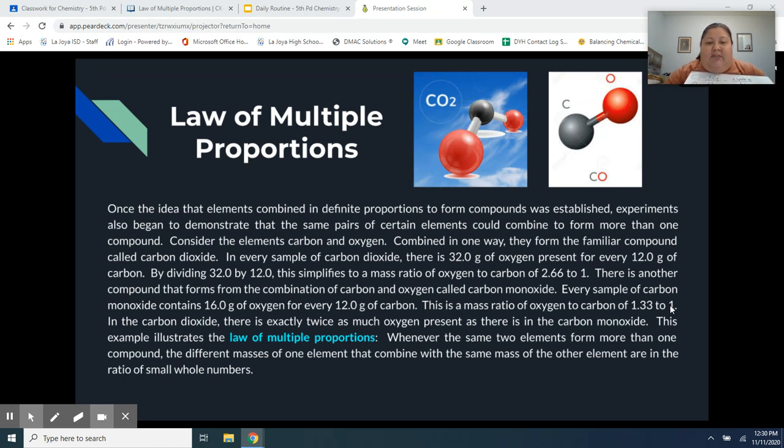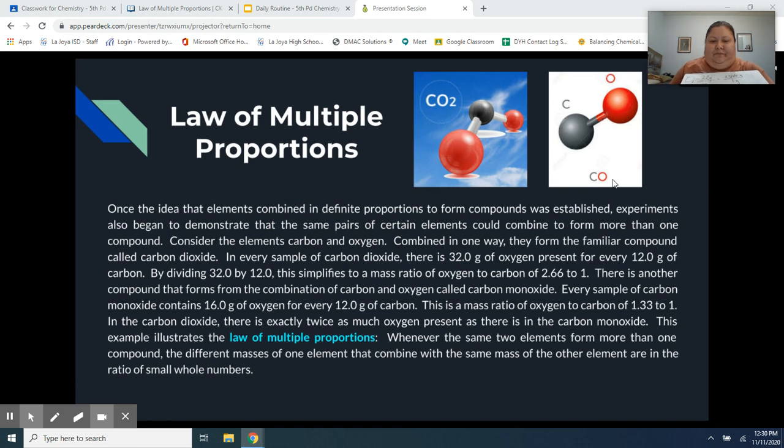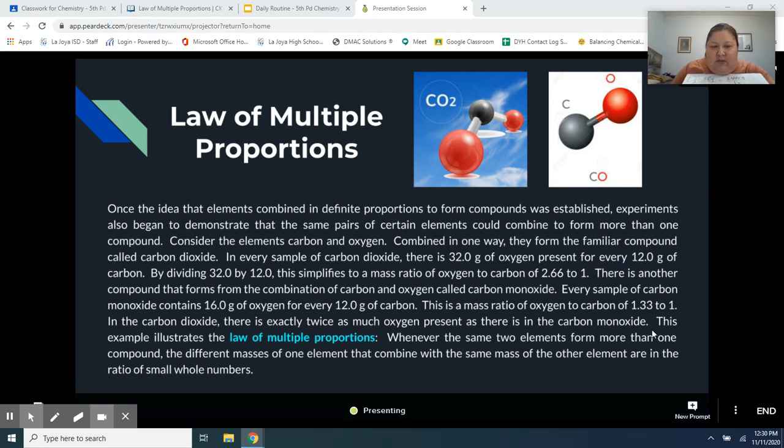In carbon dioxide, there is exactly twice as much oxygen present as there is in carbon monoxide. Yes, we can see that. Carbon dioxide has a 2 after oxygen. Carbon monoxide has a 1 after oxygen. This example illustrates the law of multiple proportions.